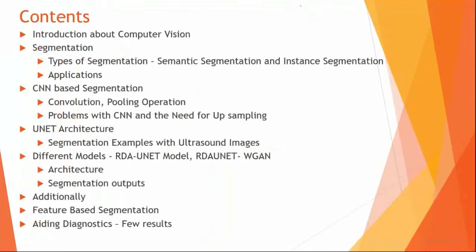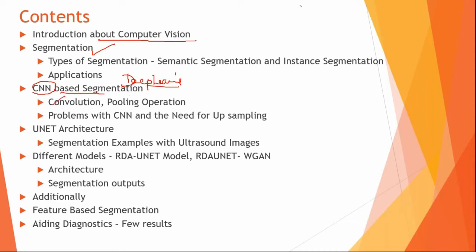So the contents of this presentation. I will start with a very short introduction about computer vision. What is computer vision? How it started off and all that stuff. Very simple explanation, not more than 2 slides. Then I'll speak about segmentation, types of segmentation, applications, and then I'll go into this CNN, which you can also call deep learning, the deep networks, based segmentation.